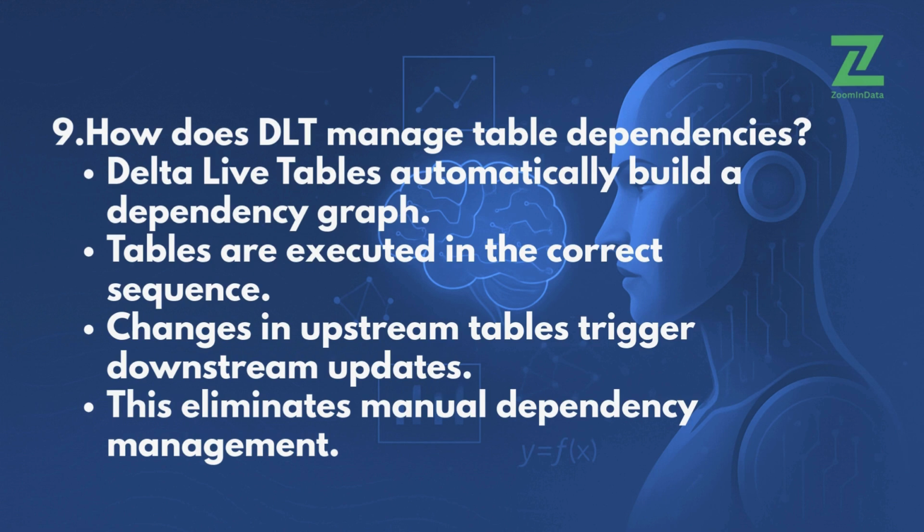How does DLT manage table dependencies? Delta Live Tables automatically build a dependency graph. Tables are executed in the correct sequence. Changes in upstream tables trigger downstream updates. This eliminates manual dependency management.